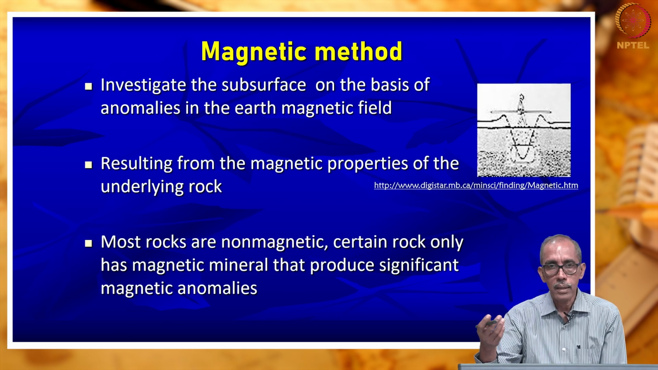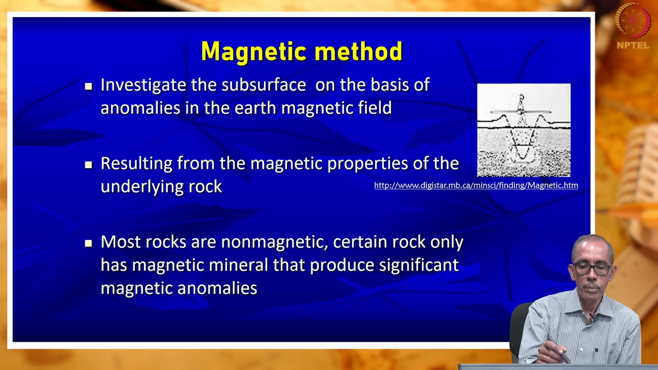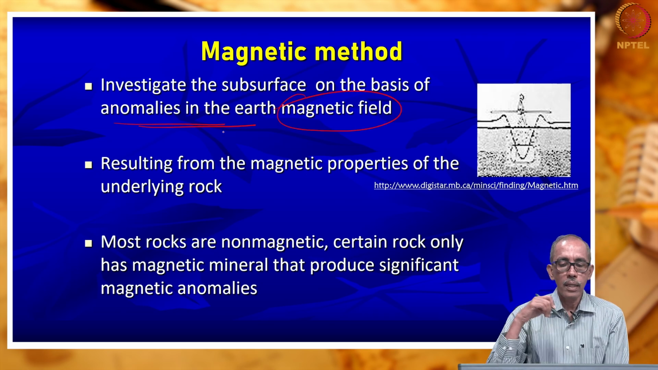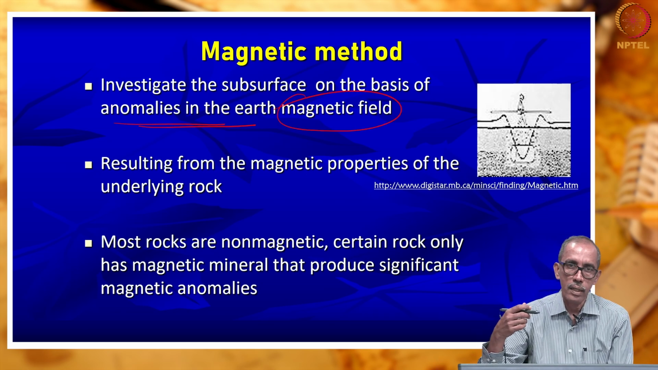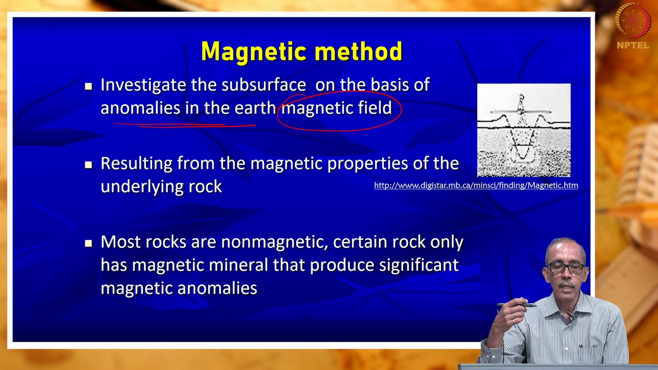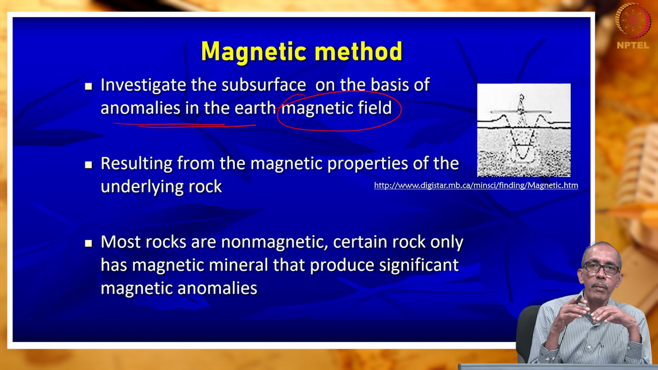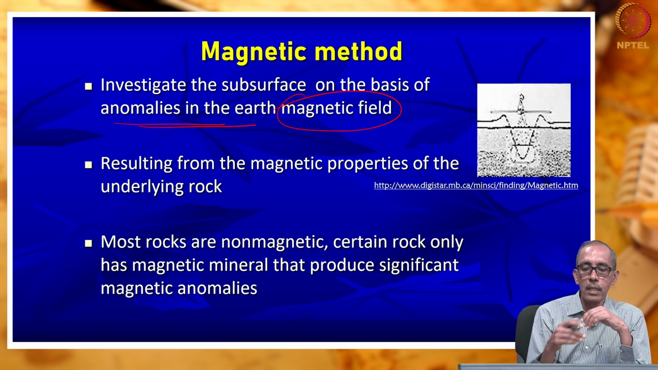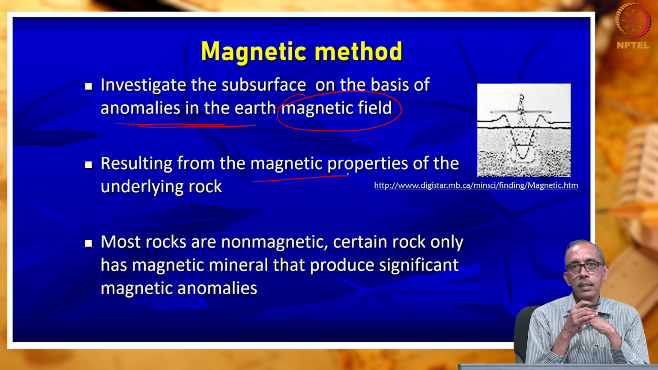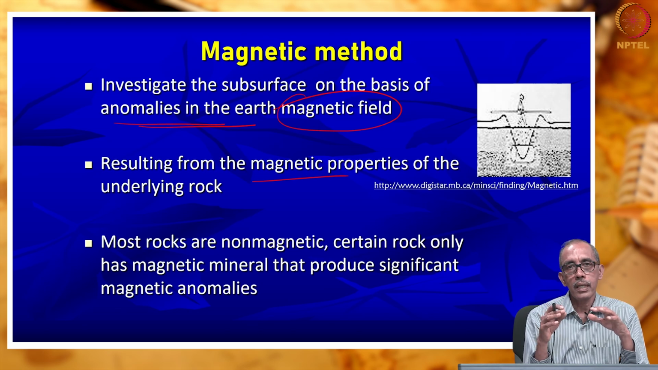Next is magnetic methods. In magnetic methods, we are going to measure the anomalies of the subsurface by making measurements of the Earth's magnetic field. So, the Earth's magnetic field will be affected by the magnetic properties of the underlying rocks. That means the Earth's magnetic field will be affected by the properties of the medium present below the site where you are carrying out the measurements.